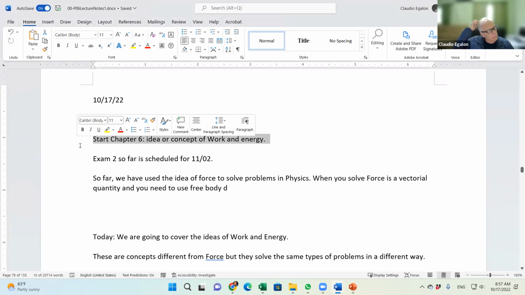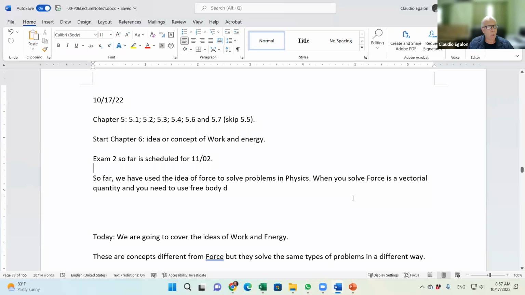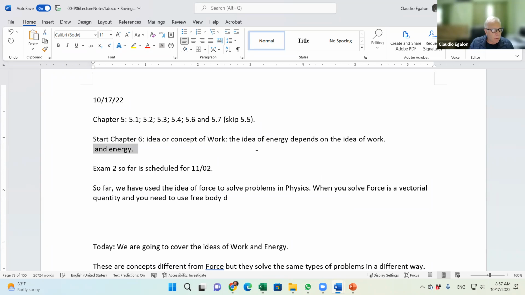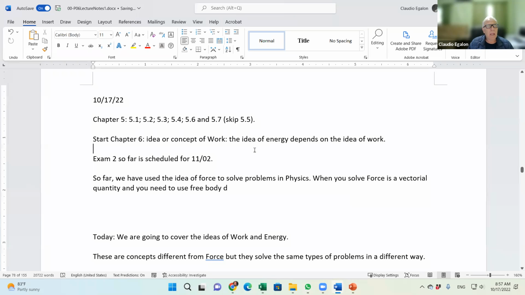Today we're going to start chapter 6, which covers the concept of work and energy. Okay, the idea of work, the idea of energy depends on the idea of work. So first we cover work and then we cover energy. So far, exam 2 is scheduled for November 2nd.